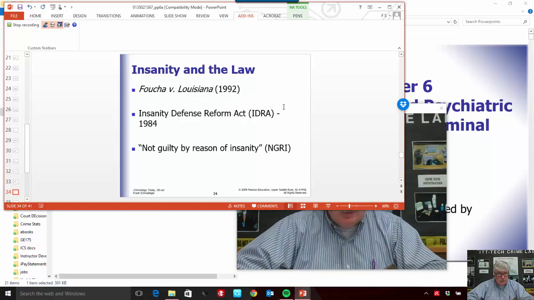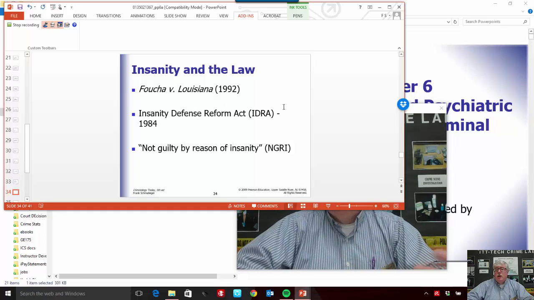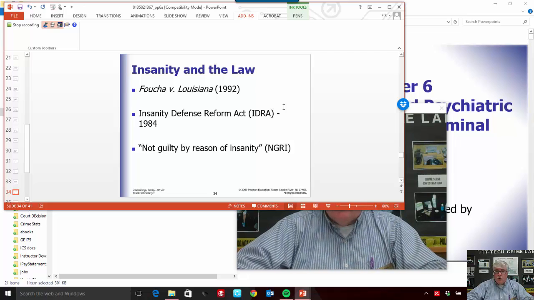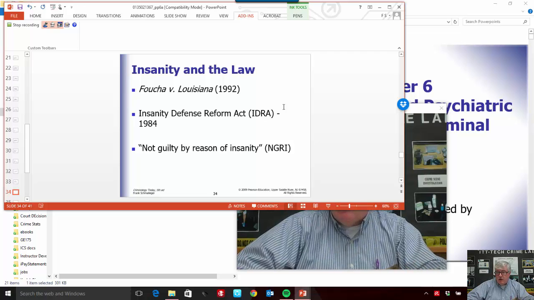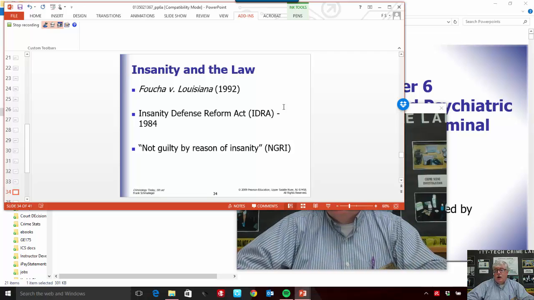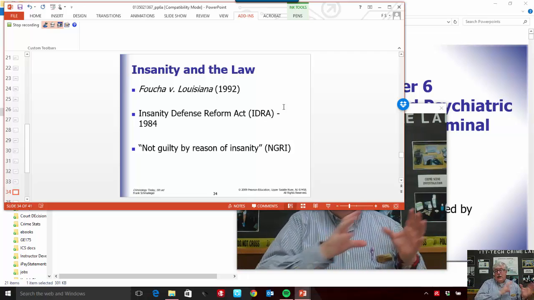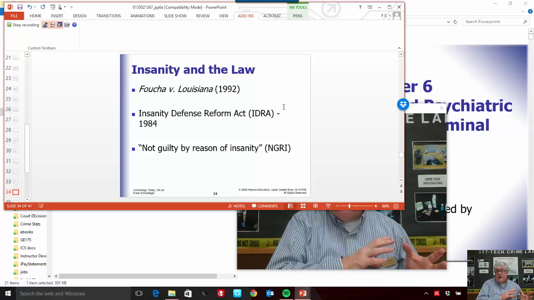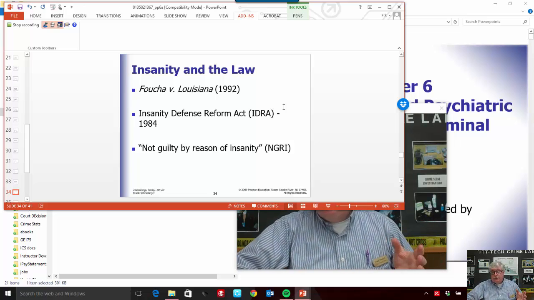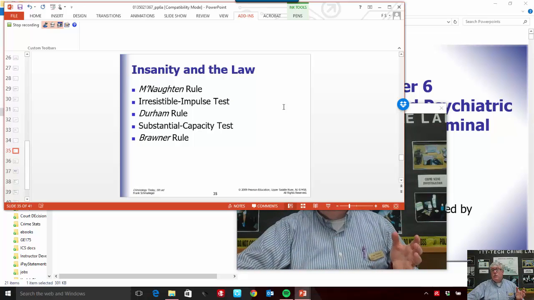There are lots of court cases, like Foucha versus Louisiana. There's the law, the Insanity Defense Reform Act. There's the concept of someone being not guilty by reason of insanity. There are different ways that we look at being not guilty by reason of insanity in our society, and it's important to know them.